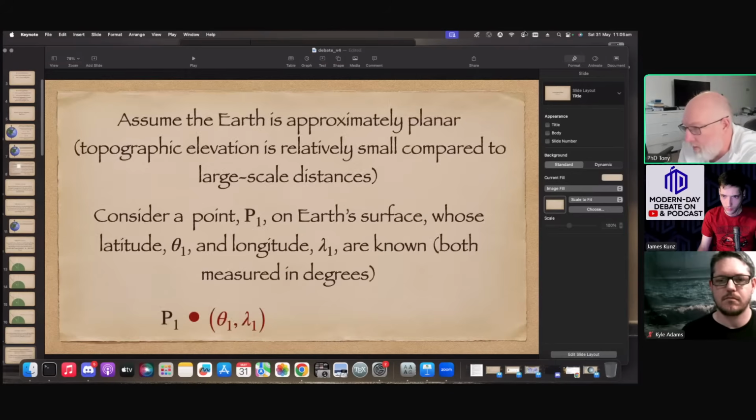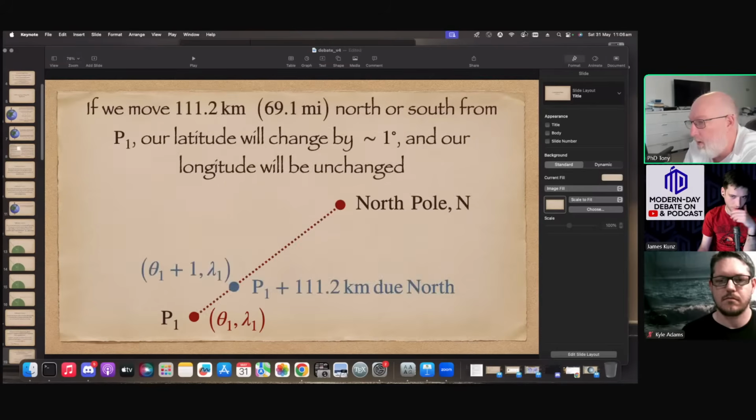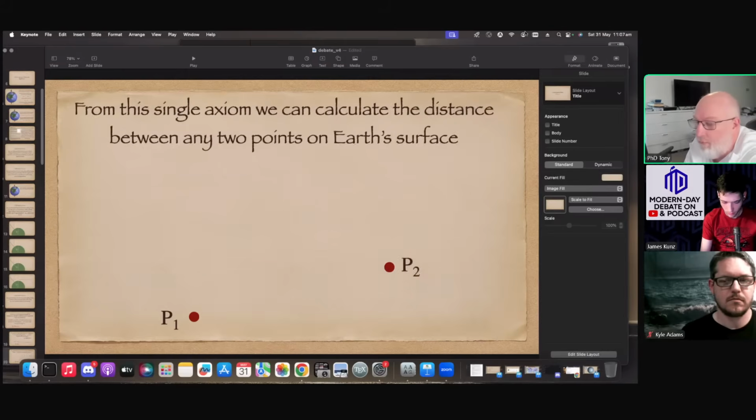Let's now assume that the Earth is approximately planar. We can do the same thing. Given a point, if you move 111.2 kilometers or 69.1 miles north or south, you have changed your latitude by approximately 1 degree. So this is widely accepted. Not all flat earthers accept this, but this is a basic axiom from navigation across Earth's surface. So we can use it to calculate a distance formula.